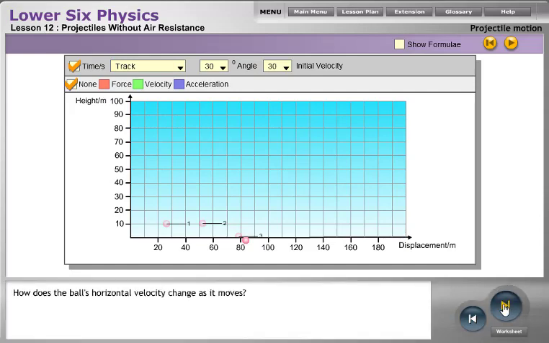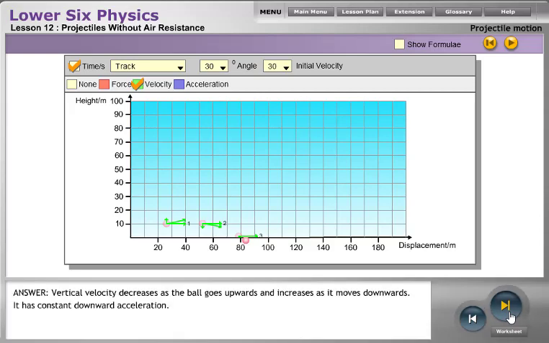How does the ball's horizontal velocity change as it moves? Answer: horizontal velocity remains constant. How does the ball's vertical velocity change as it moves? Answer: vertical velocity decreases as the ball goes upwards and increases as it moves downwards. It has constant downward acceleration.